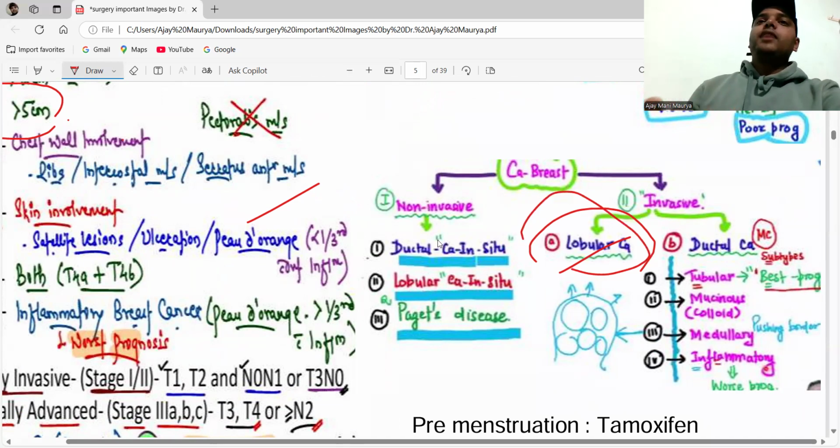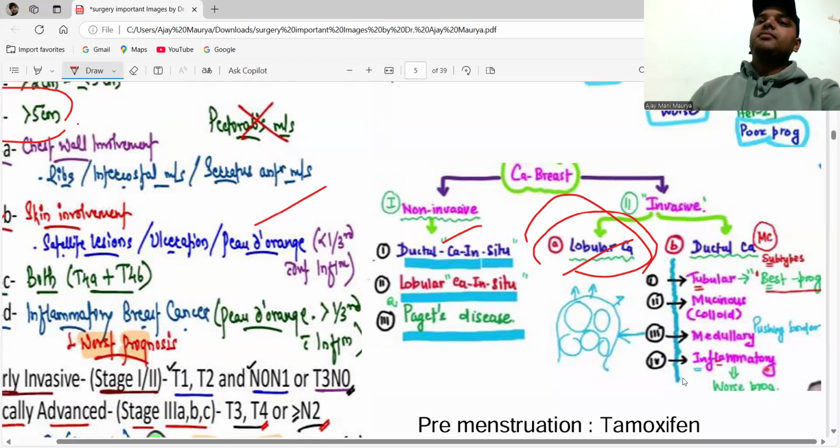We'll see the non-invasive, and this is invasive. Ductal carcinoma in situ is the most common type of non-invasive, and it has the best prognosis. Ductal carcinoma is the most common among the invasive carcinomas. Now, best prognosis is the tubular. Inflammatory is the worst prognosis. Just remember this one, guys.